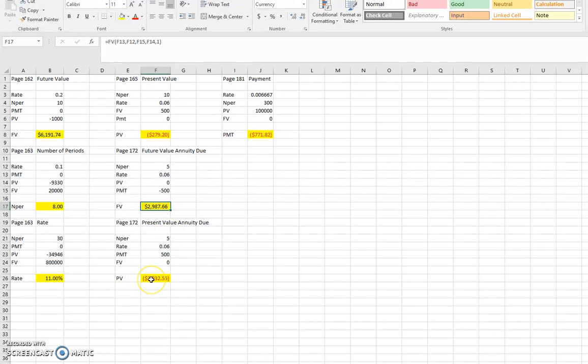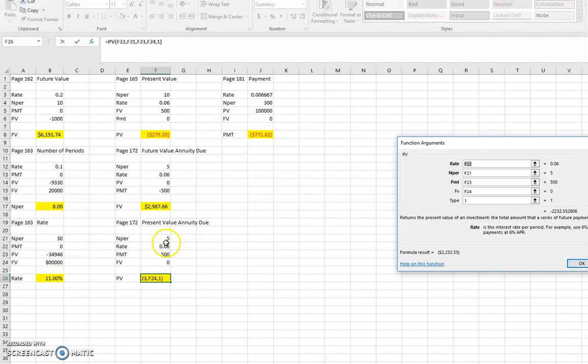Same thing with present value annuity due. It's saying, if I were to receive a payment at the beginning of every year for 5 years, how much would I have to come up with today in order to get $500 at the beginning of each year? So I look at that again, present value, have the rate in there 0.06, the number of periods is 5 years. I'm going to receive $500 at the beginning of the year. And the future value is going to be 0. But notice the type is here, so you have to scroll down and find that type.